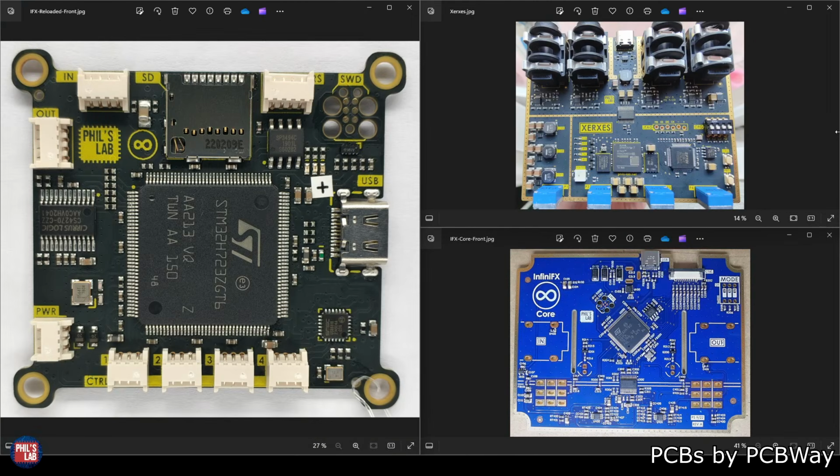In this video, I'd like to talk about I2C as it relates to hardware design and PCB design. The boards you're seeing here all use not just higher speed interfaces such as USB high speed, DDR memory and so on, but a lot of them contain I2C interfaces.